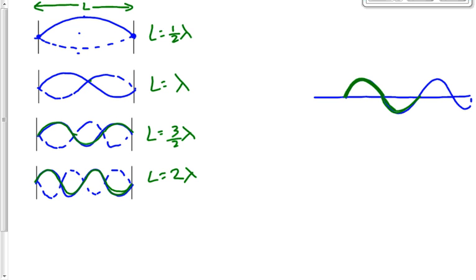Now, let's rearrange these to solve for lambda. In this case, lambda would be equal to 2L, right? The 2 goes up by multiplying. This one's easy. Lambda is equal to L. Here lambda is equal to 2/3 L. The 2 goes up by multiplying. The 3 goes down by dividing. It becomes 2/3 L. And here lambda would be equal to 1/2 L, yeah.